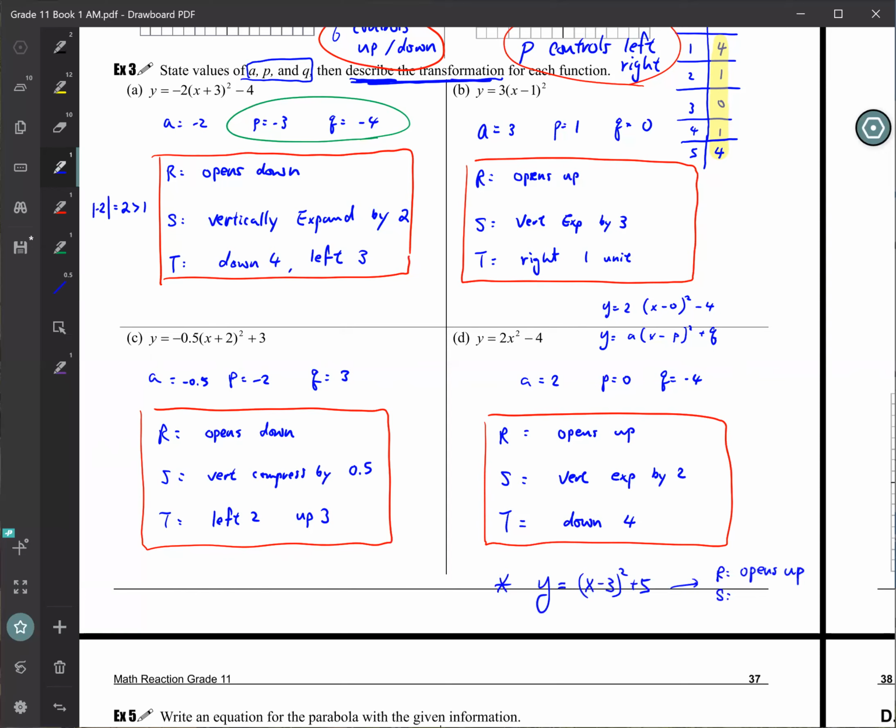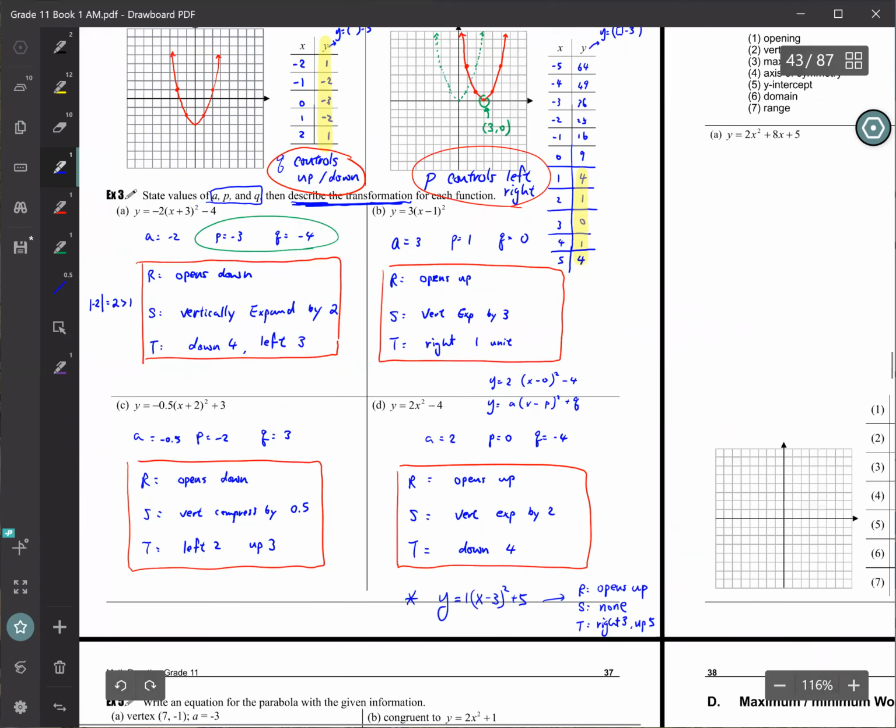Okay, S, the A here is equal to 1, right? So it's not bigger than 1, it's not smaller than 1, so you can say there's no expansion or compression, or you can just tell me it's none. There's no stretching, no shrinking, okay? And then T is the usual thing, right? This one is right 3, up 5. So when A is equal to 1, then it's just none for the stretching and shrinking. Okay, any questions about today's lesson?